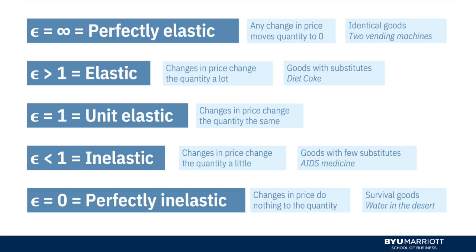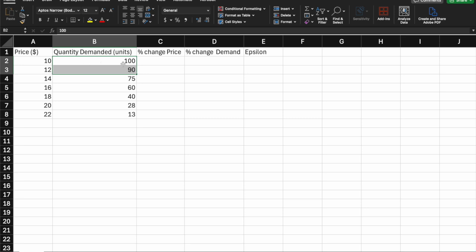And then if it's greater than 1, we say it's elastic. That means that it changes quite a bit. If you change the price, you're going to see a big change in demand, more than the percent change in the price. And that number can just keep going up and up to infinity. The larger it is, the bigger the changes in demand. Okay, so coming back to our example here, we want to calculate the percent change in demand and the percent change in price, and then we're going to use these to calculate epsilon, which tells us the price elasticity of demand.